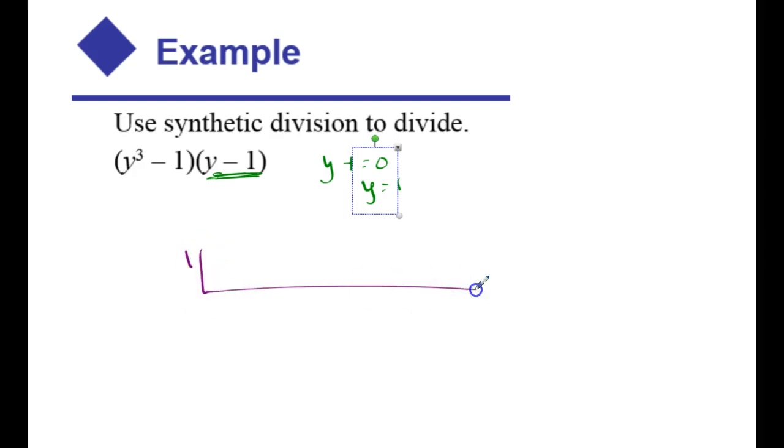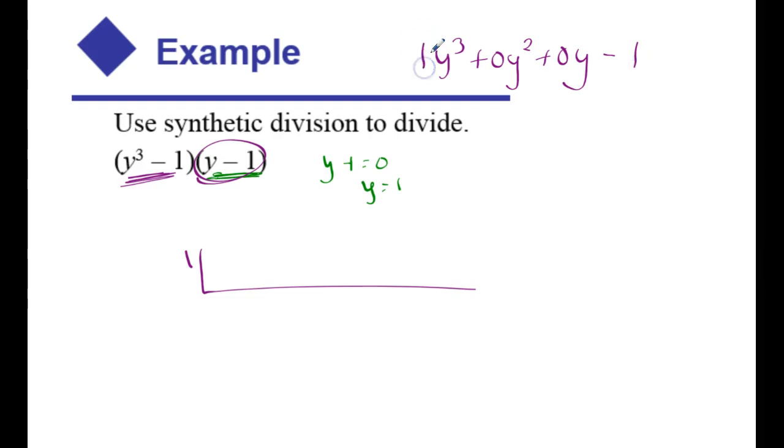So if I synthetically divide by a 1 coming from this factor, y minus 1. Now be careful, I need some placeholders here. This actually says y cubed plus 0y squared plus 0y minus 1. And I'm just going to pick the coefficients. 1, 0, 0, negative 1. Bringing down the first term is a 1. Multiplying. 1 times 1 is 1. Adding. Multiplying. Adding. Multiplying. And then lastly adding. Again, that came out evenly.